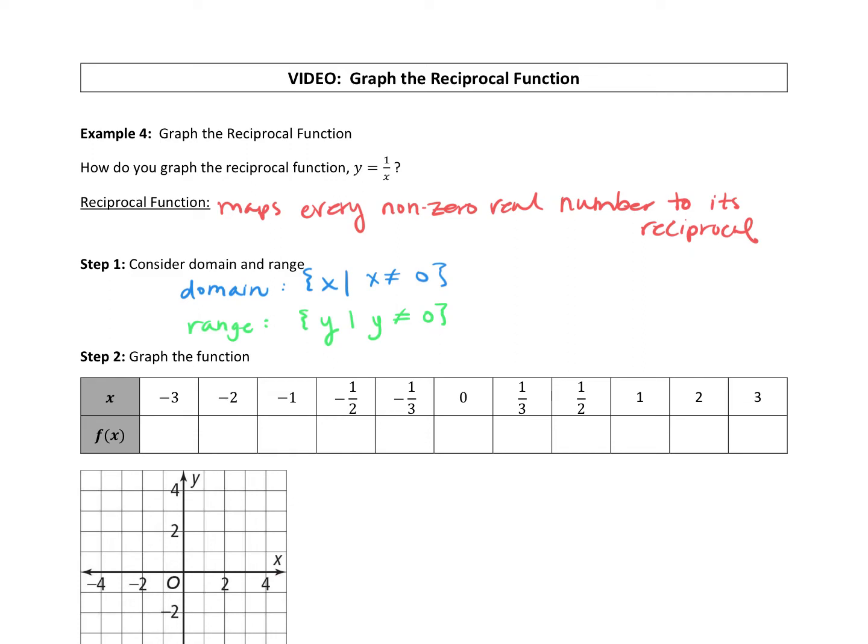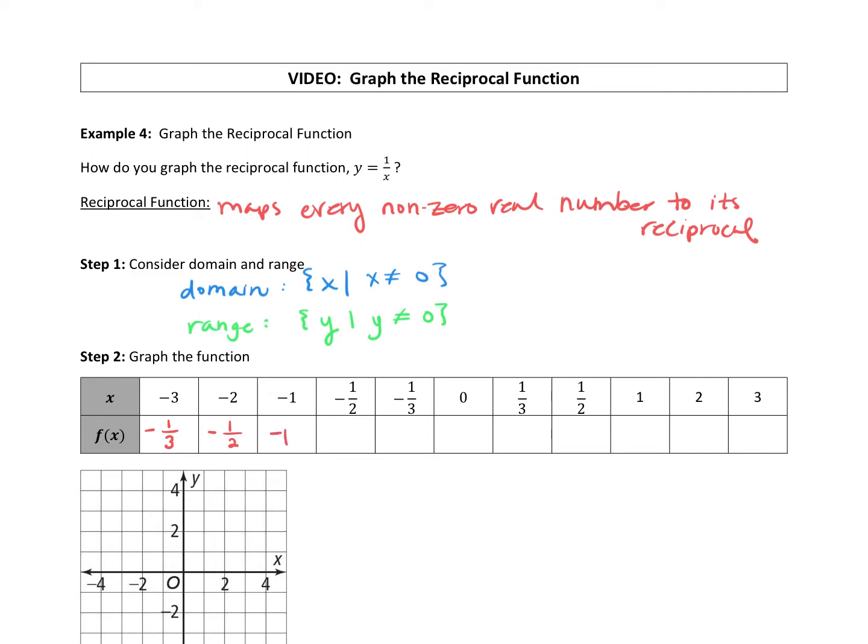All right, let's graph the function. We have a pretty big table of values here. That's okay, we'll be thorough. If x is negative 3, y is the reciprocal of that, 1 over negative 3. So the reciprocal of negative 3 is just negative 1 over 3. If x is negative 2, our function is negative 1 over 2. If x is negative 1, our function is negative 1 over 1, which is just negative 1.